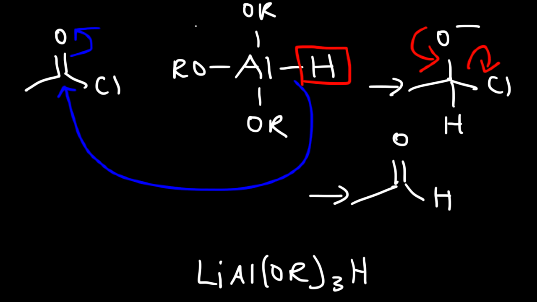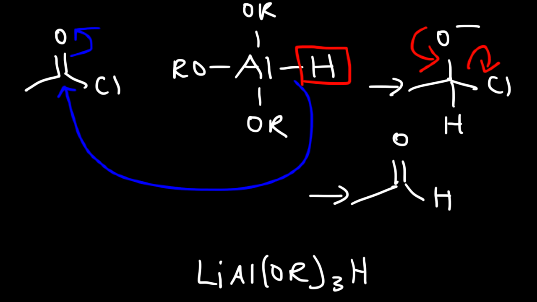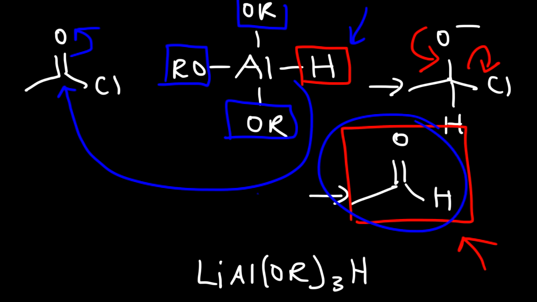So if you react one equivalent of this reagent with the acid chloride, the major product will be this, the aldehyde. It stops at this level because there aren't enough hydrogen atoms to reduce it all the way to an alcohol. And so whenever you see this, where there's three OR groups attached to the aluminum atom and only one hydrogen, it's telling you to stop at the aldehyde level. So if you have a test, just look for the aldehyde functional group as your answer.